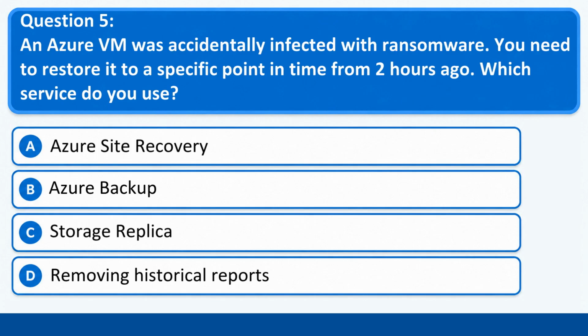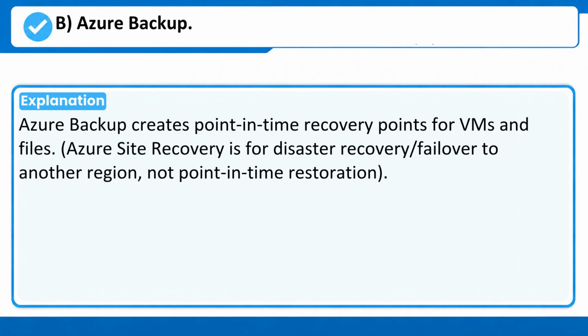Question 5. An Azure VM was accidentally infected with ransomware. You need to restore it to a specific point in time from 2 hours ago. Which service do you use? A. Azure Site Recovery. B. Azure Backup. C. Storage Replica. D. Removing historical reports.